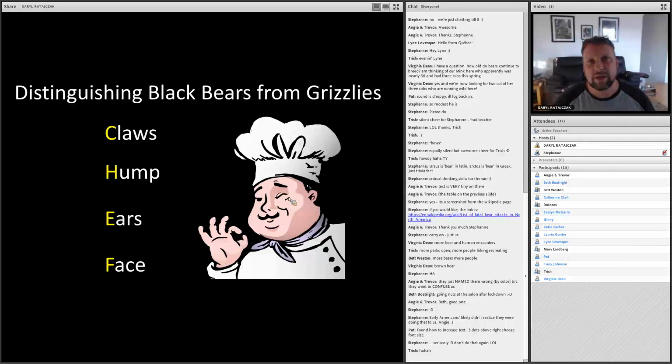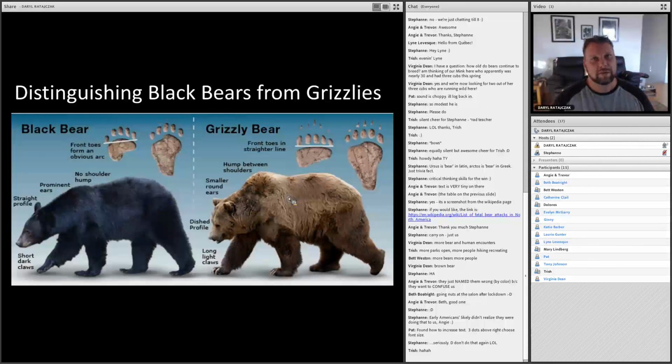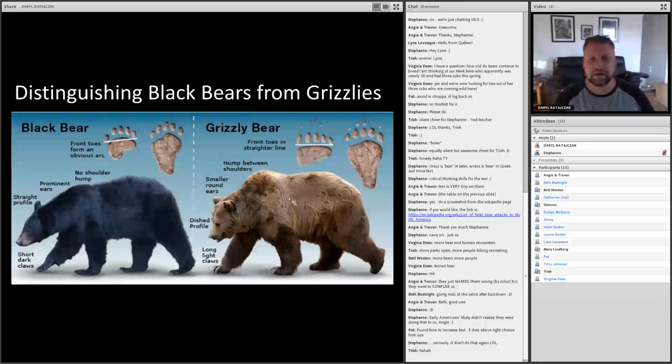And if you can get a look at those 4 things, hopefully from a binocular or telescope or a spotting scope, you'll be able to tell the difference. So what are those differences between the black bear and the grizzly bear? Starting with the claws, and I've got a bunch of these different graphics here. When it comes to the claws, they're vastly different.